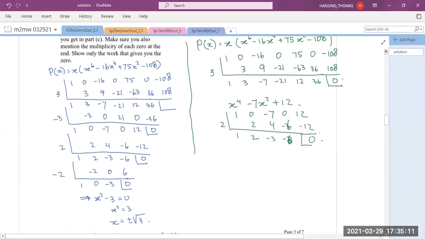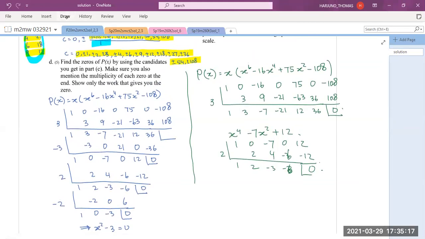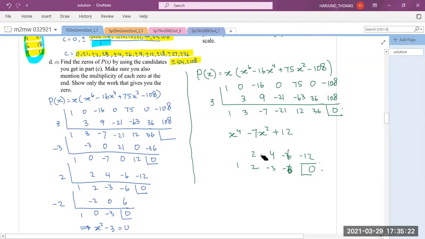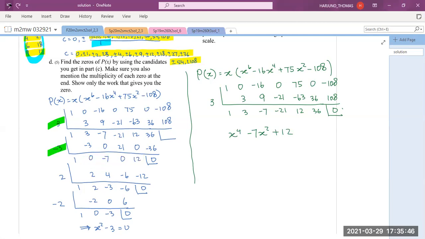Before I go to part E, let me make you aware of something else. Some of you may realize that once we factor x minus 3 and x plus 3 out, the remaining expression is quadratic-like, which we may be able to factor without going through synthetic division.